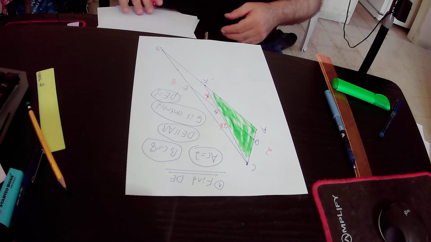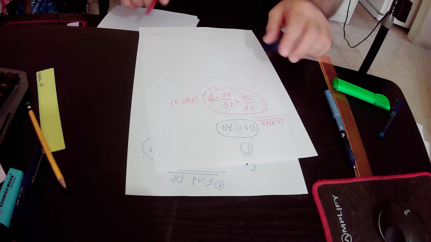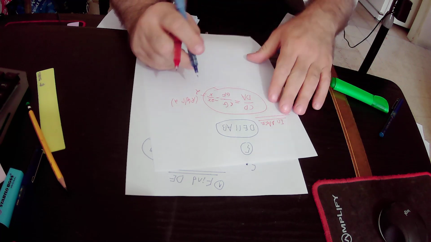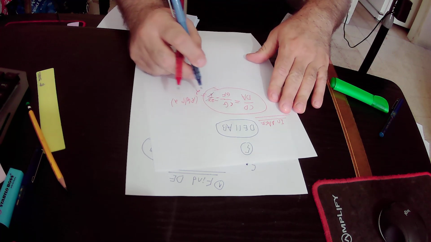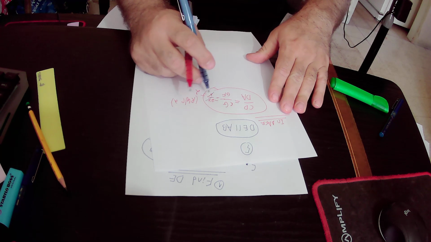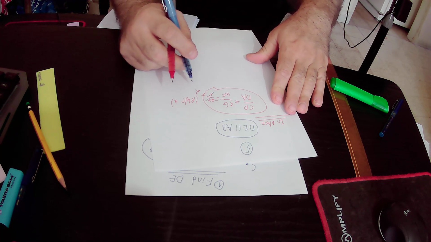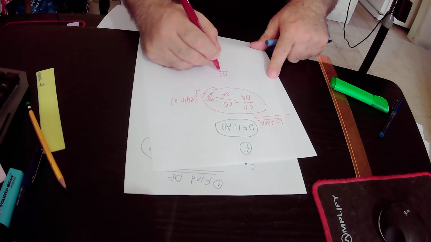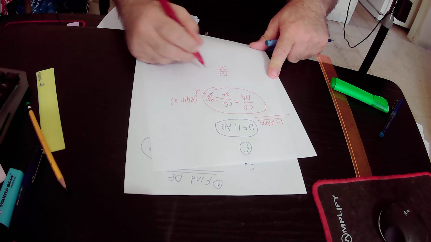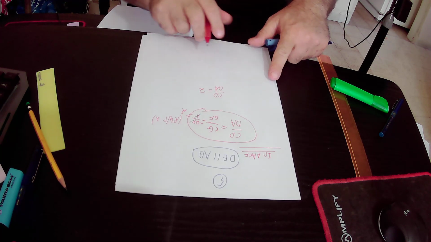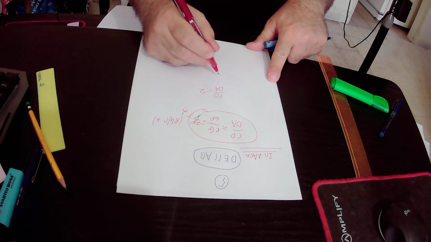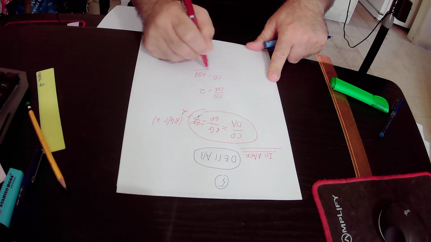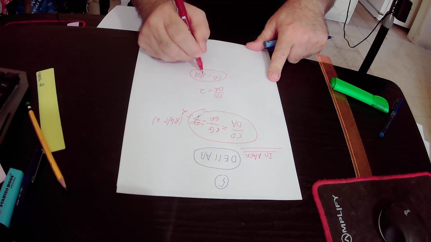So actually, 2x over x is 2, because x over x is 1, so x gets cancelled. So we got that CD over DA equals 2. Here we will multiply this equality by DA, and we will get that CD equals 2 times DA.